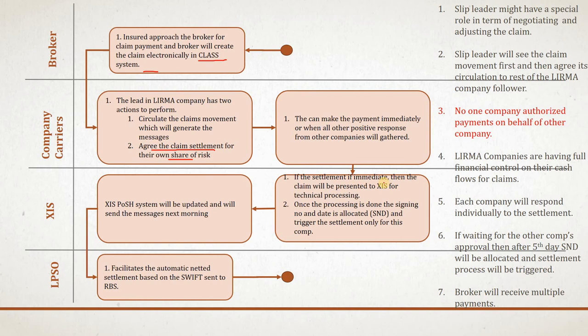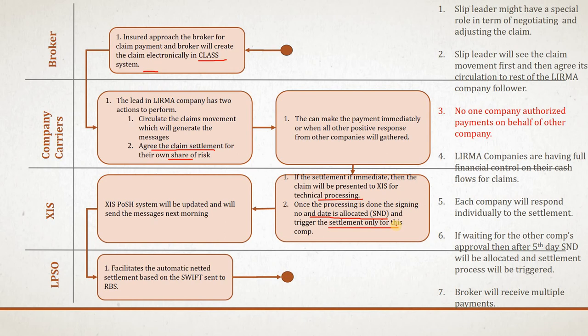If the settlement is immediate, then the claim will be presented to XIS for technical processing, just like a normal process. Once the processing is done, the signing number and date will be allocated, and it will trigger the central settlement only for this company or this follower. Say for example, if the second follower has agreed and is okay to make the payment, then the SAND will be assigned, and the payment will be triggered for his portion of loss, not for others.